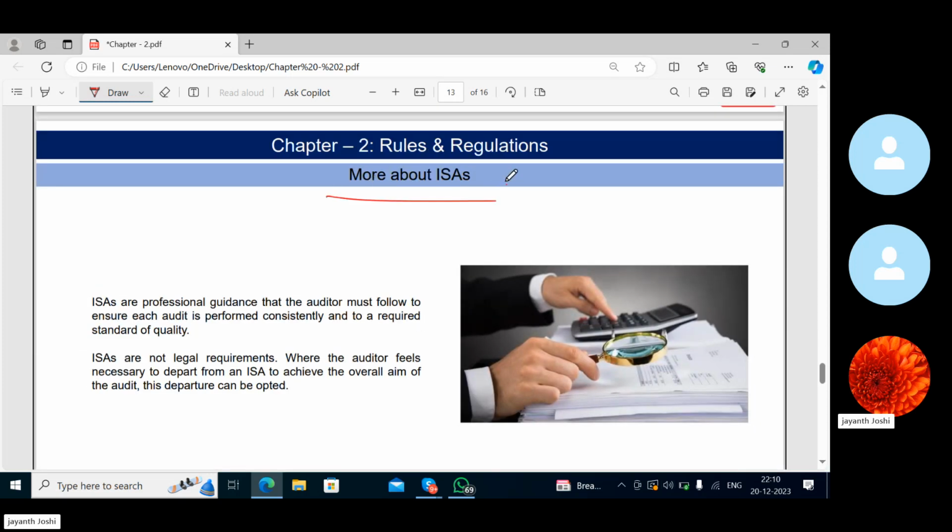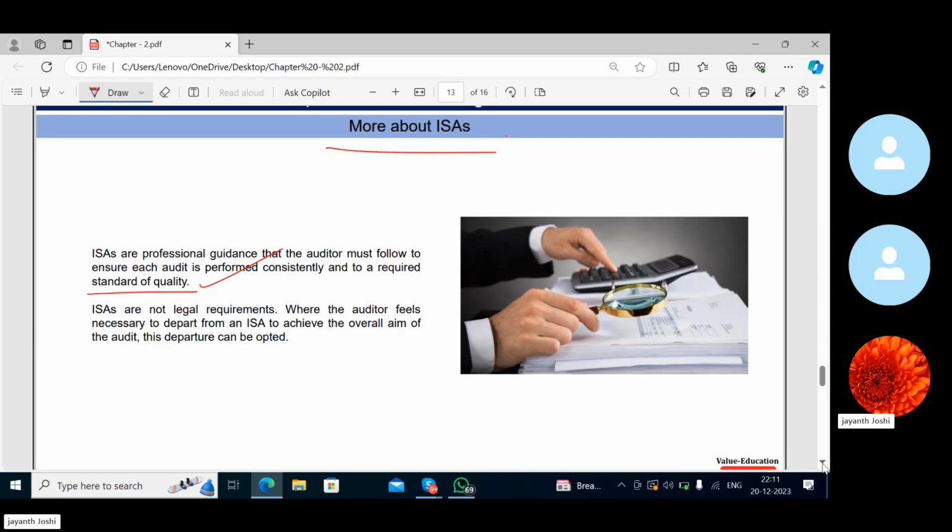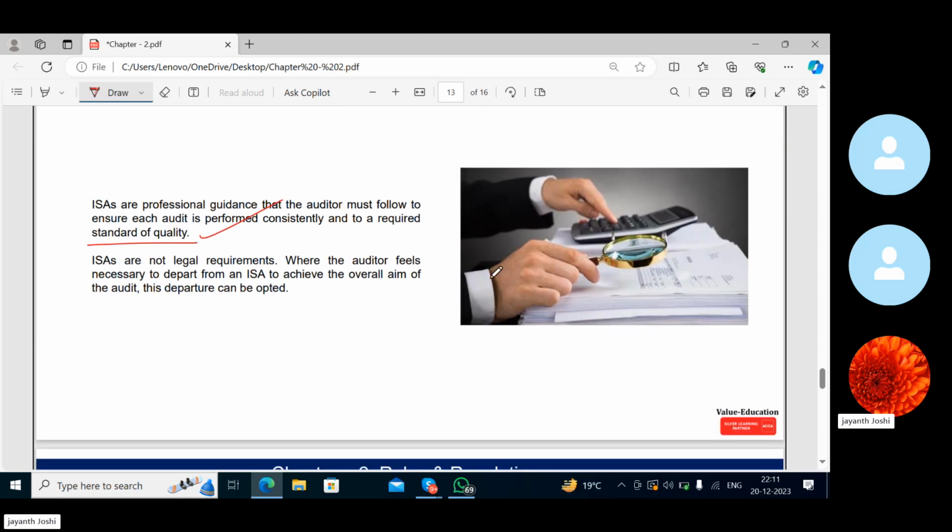And then more about ISAs, the International Standards on Auditing. ISAs are professional guidance that the auditor must follow to ensure each audit is performed consistently and to a required standard of quality. That means they should follow certain standards to do the audits. If the standards are followed, there is very little chance of a blunder being made. So ISAs are not legal requirements. They are not legally binding, but they are certain standards which, if followed, things would be on track, with no deviation. Things would always be organized and without errors because standards are followed.